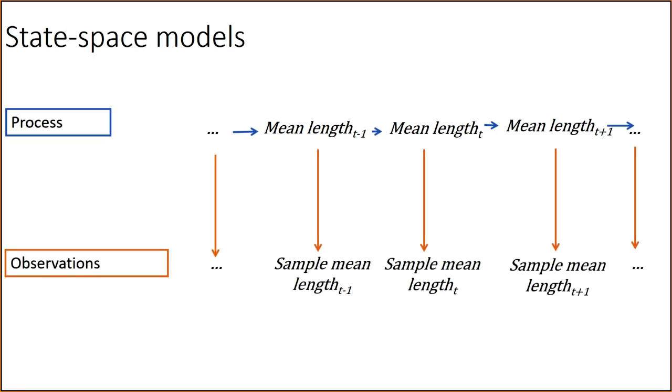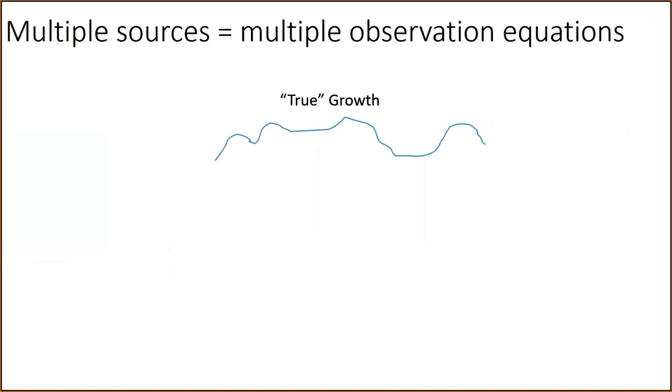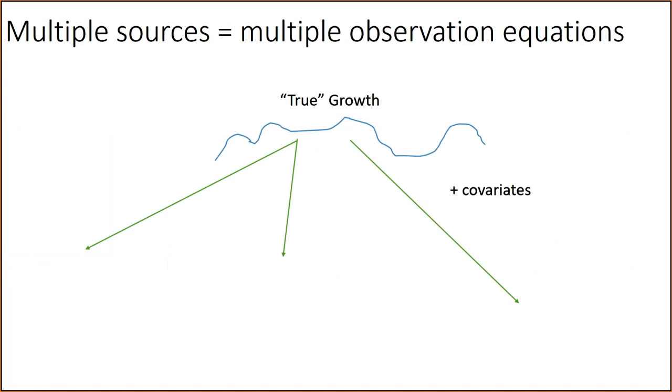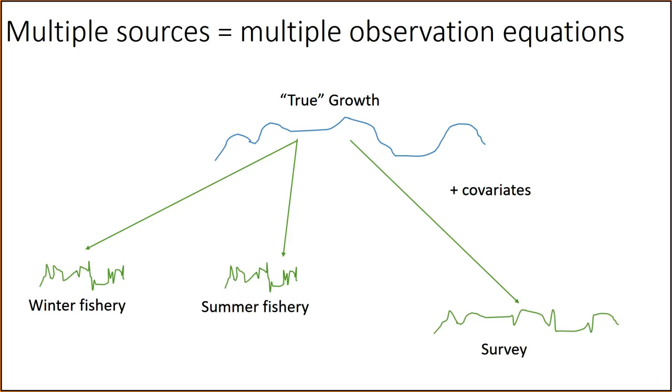Okay, and again, state space models also help you disentangle observation error from process error, and largely this is because in a state space model, you can have multiple sources of observations that inform the same underlying true process. So we put our covariates that we thought might affect measurement in these observation parts, and then we were able to separate out data by survey and fishery, and potentially by season, and also sometimes by year.